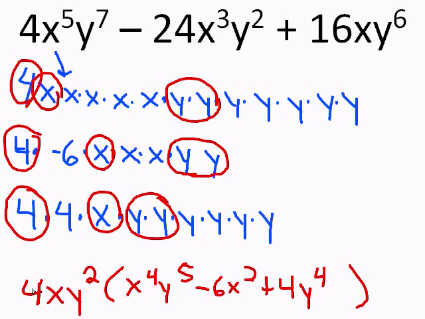So I found out, or factored out, the greatest common factor in this polynomial by writing out all of my x's and all my y's for every single term, and then finding out the biggest number of x's and y's I could take out of each one. Now what I'm going to do is I'm going to check my answer.